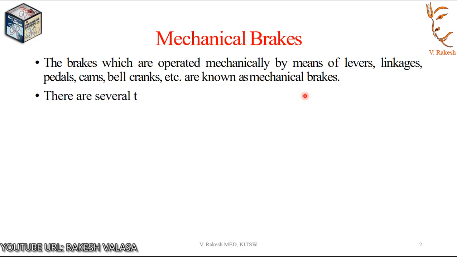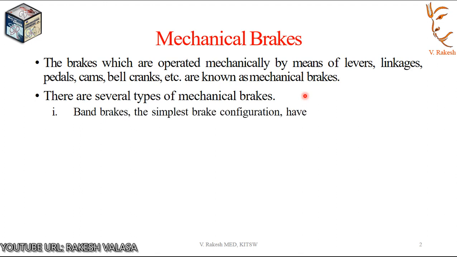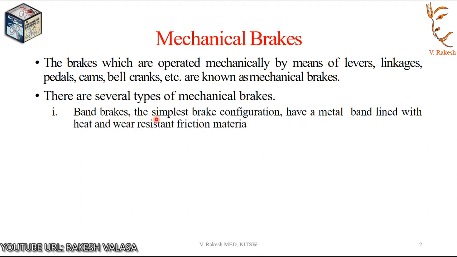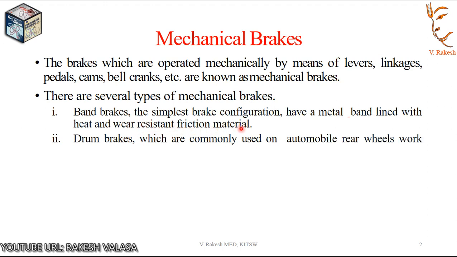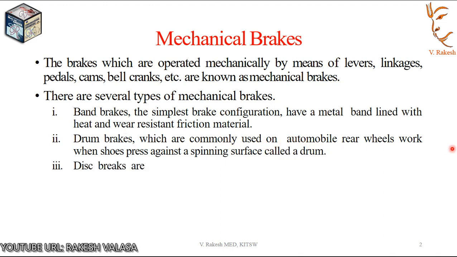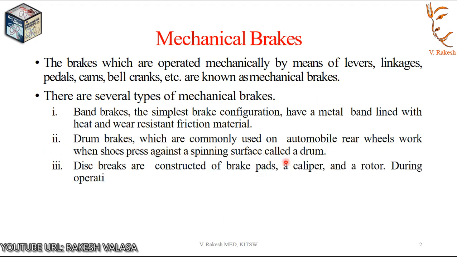These mechanical brakes are classified into four types. In this, first one is band brakes, second one drum brakes, third one disc brakes, last one cone brakes. Band brakes, it is the simplest brake configuration, have a metal band lined with heat and wear resistant frictional material. Second one, drum brakes, which are commonly used on automobile rear wheels, work when shoes press against a spinning surface called a drum.